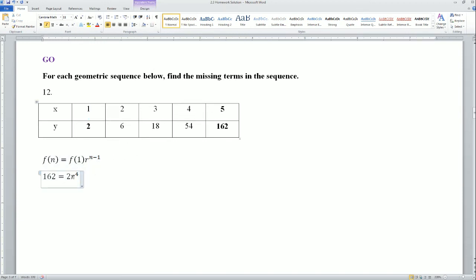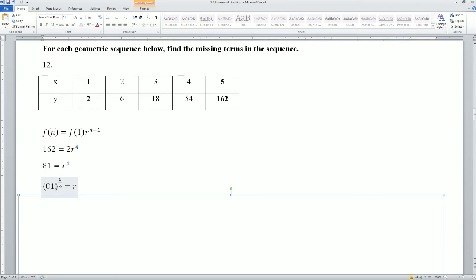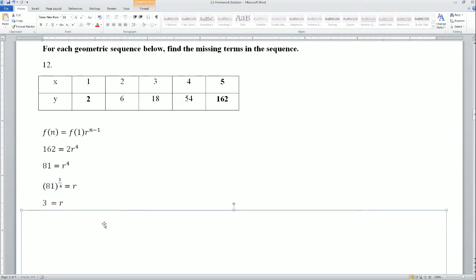The n value here is 5, so 5 minus 1 is 4. The 162 goes into here. Divide by 2 on both sides, it becomes 81. How do you get rid of the power of 4? You raise both sides to the power 1/4. So 81 to the 1/4 power is 3. So r equals 3. Once I do that, I can fill in this chart.